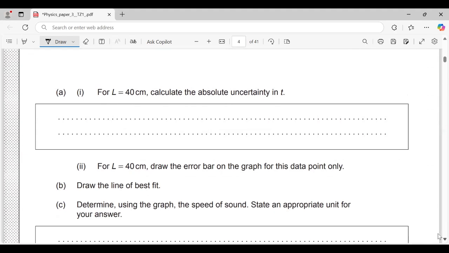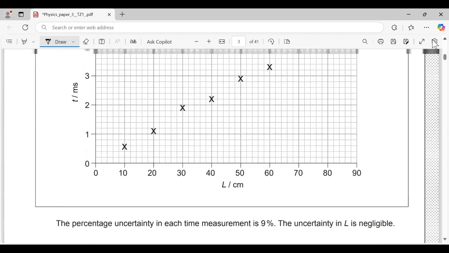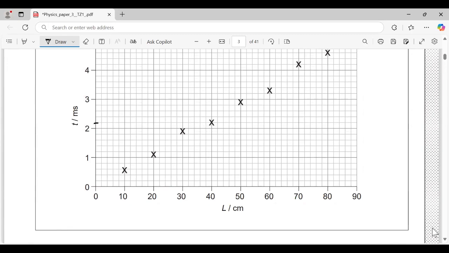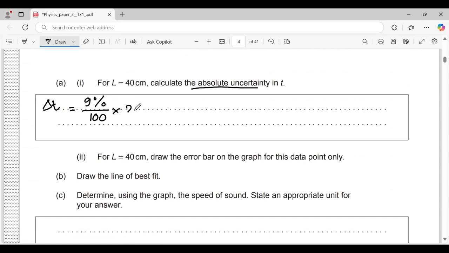Question A. For L equal 40 centimeters, calculate the absolute uncertainty in t. I would like to use the symbol delta t for the absolute uncertainty. Delta t equals 9%, the percentage uncertainty in t, over 100, multiplied by the measurement value when L equals 40. So we need to find t when L equals 40, which is 2.2 milliseconds. So the result is 0.198 milliseconds, and after rounding it becomes 0.2 milliseconds.